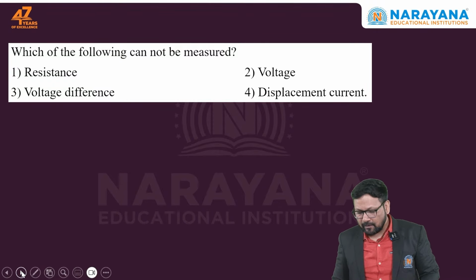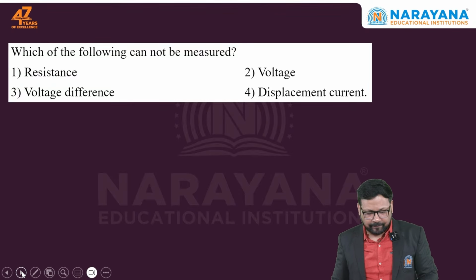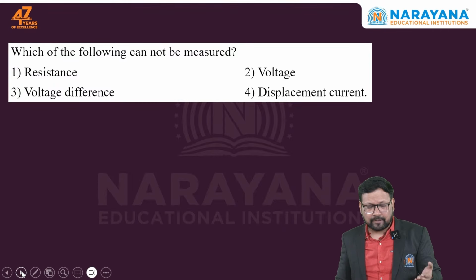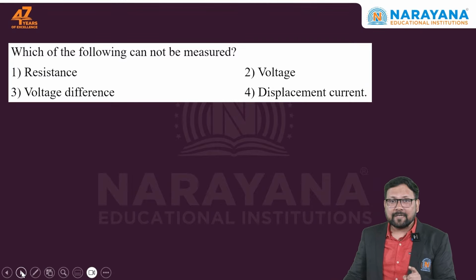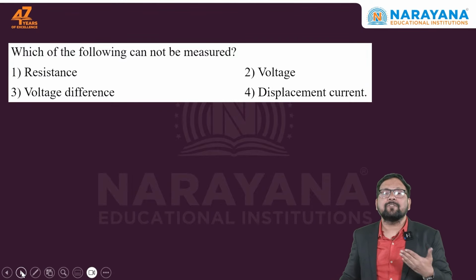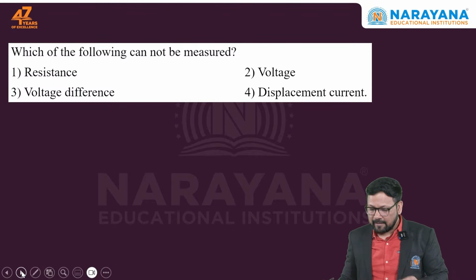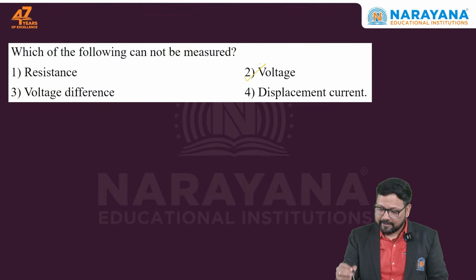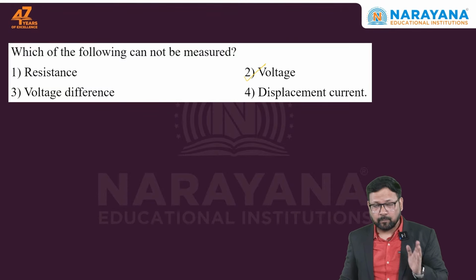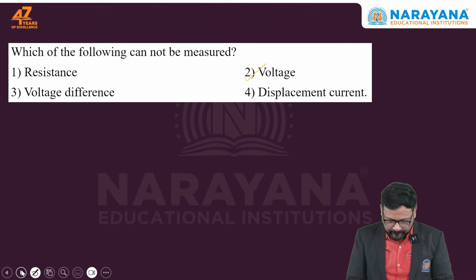Although displacement current is very tough to measure, it is manageable. It can be measured. Resistance, we know it can be measured. Voltage and voltage difference, those are the key options here. Voltage is always measured in terms of potential difference. Absolute potential cannot be measured as long as we don't have an idea about the reference potential. So out of all four quantities, it is a theoretical, conceptual question, and voltage is the right answer. You cannot measure potential or voltage unless you have the reference potential. Okay, go on to the next one.